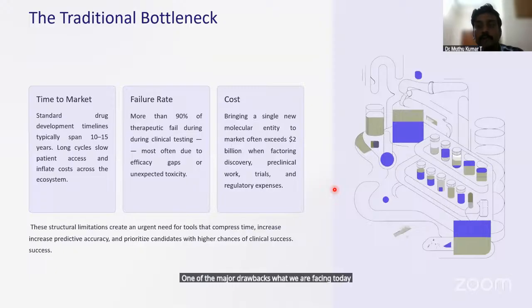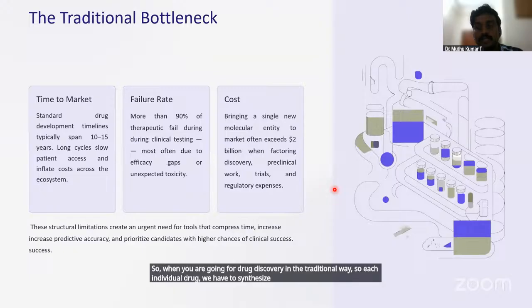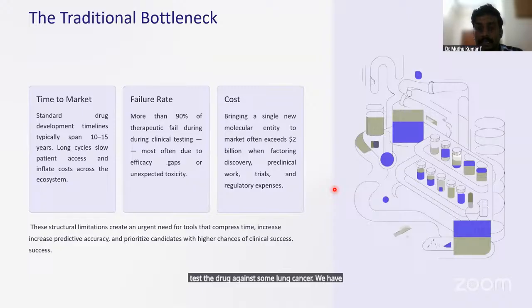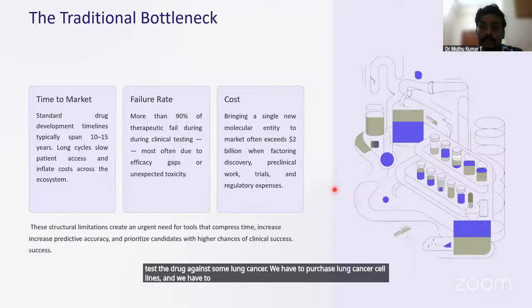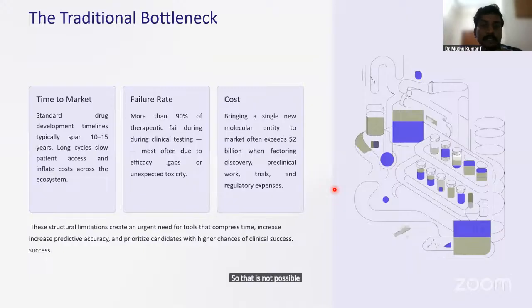When going for drug discovery in the traditional way, each individual drug has to be synthesized or purchased and tested for our applications. For example, if you want to test a drug against lung cancer, we have to purchase lung cancer cell lines and test it. For one or two drugs, it is possible. But if we have thousands, tens of thousands of drugs, how can we test all of them against a particular disease? That is not possible, and it also takes a lot of money.